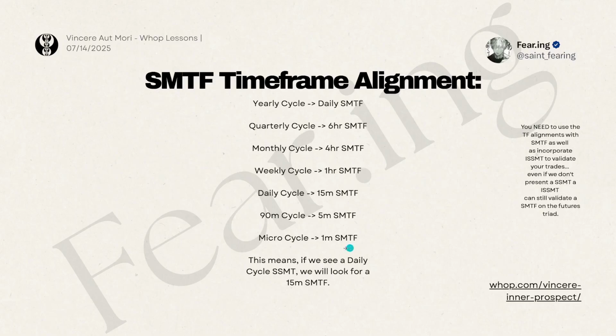Now, we look here. These are all the other examples. Microcycle, we look at a 1-minute SMTF. 90-minute, we look at a 5-minute SMTF. A daily cycle, we look at a 15-minute SMTF. Weekly, 1 hour. Monthly, 4 hour. Quarterly, 6 hour. Yearly, daily.